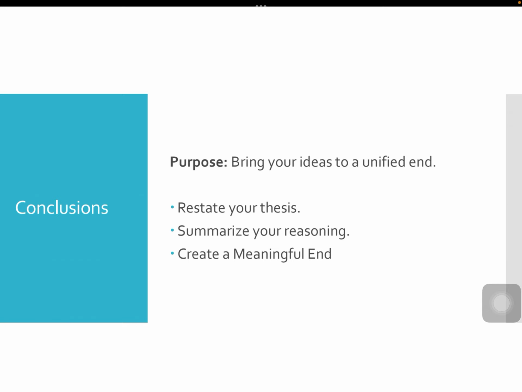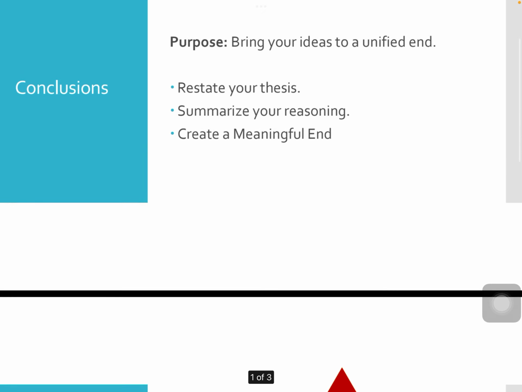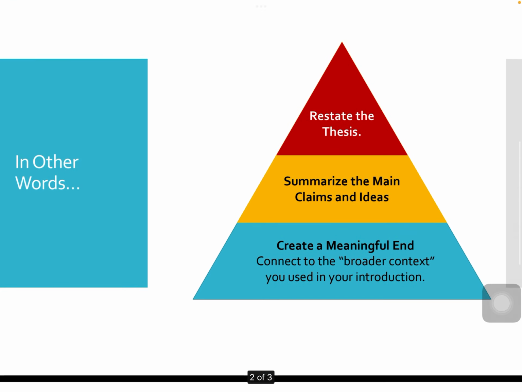You want to summarize your reasoning or the main points that you made in your body paragraphs, and then you want to bring it to some sort of meaningful end. So how do we do that? For our introductions, we talked about the inverted method. For a conclusion, we can kind of just flip that and do the reverse. So we're going to start really specific and kind of build to this broad, meaningful end.